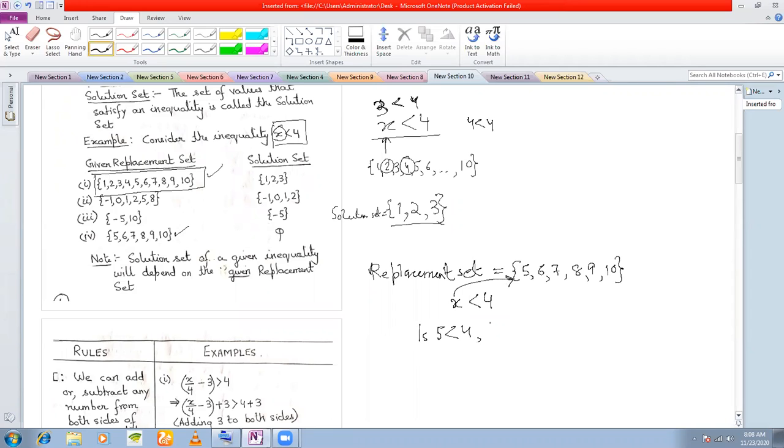No, it is not. Is 6 less than 4? It is not. 7 less than 4? It is not. And similarly, you see that all the values in the set are not less than 4. That means they do not satisfy the inequality. So there is no value actually that satisfies the inequality. So therefore, I'll write solution set is a null set. We say solution set is equal to null set because it does not satisfy any inequality. Okay.